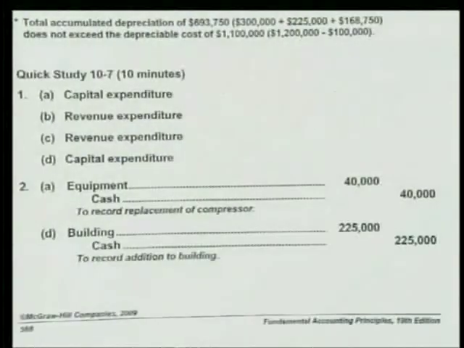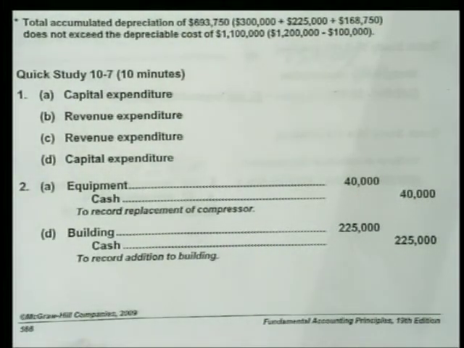To capitalize something means that you are setting it up as a fixed asset rather than expensing it. And once, of course, you set that up as a fixed asset, you will have to depreciate it accordingly, correct? Okay? So any questions on Quick Study 10.7? Did you guys get that? Okay.